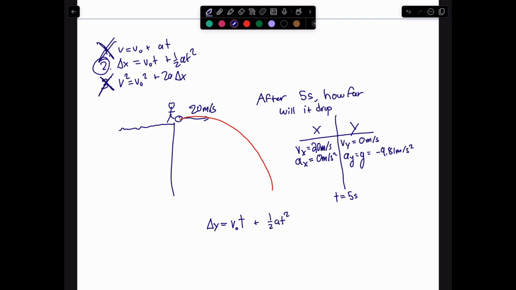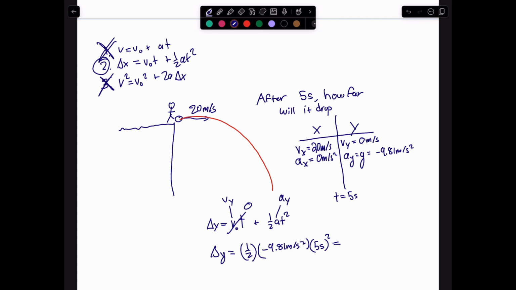And you'll notice we're doing delta y, which means everything in this equation is going to be in terms of y. So this v naught is vy. This a is ay, because we're looking for a delta y. And v naught in the y direction is 0, so we can actually just get rid of this whole term. And we're left with delta y equals 1/2 ay, negative 9.81 meters per second squared, times t squared, 5 seconds squared.